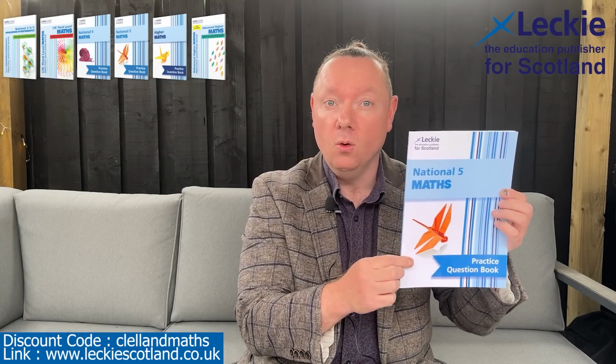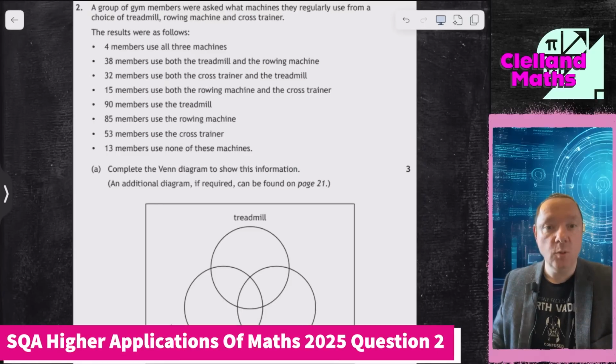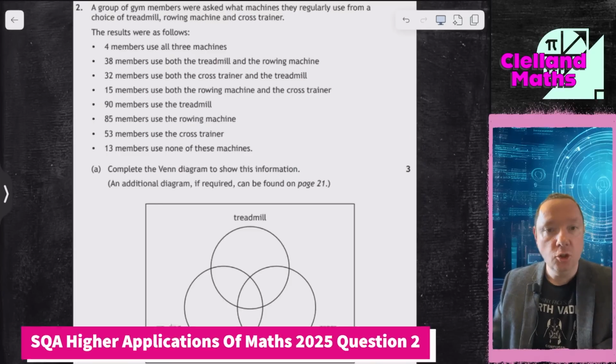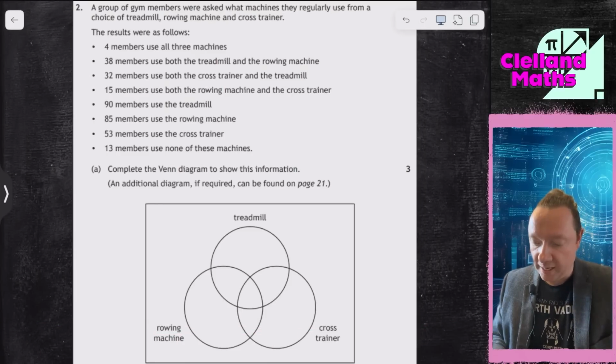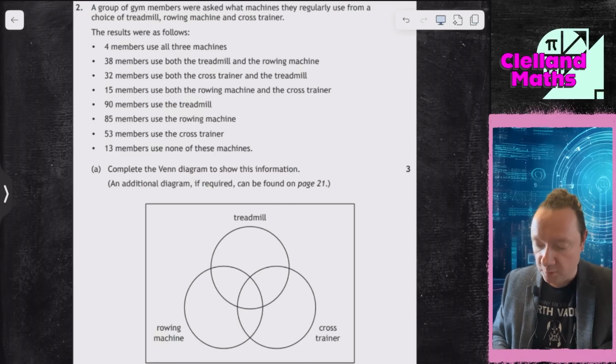Link down below. SBA Higher Application Maths 2025, question 2. A group of gym members were asked what machines they regularly use from a choice of treadmill, row machine and cross trainer, and you've got all these results. We have to complete the Venn diagram to show this information.